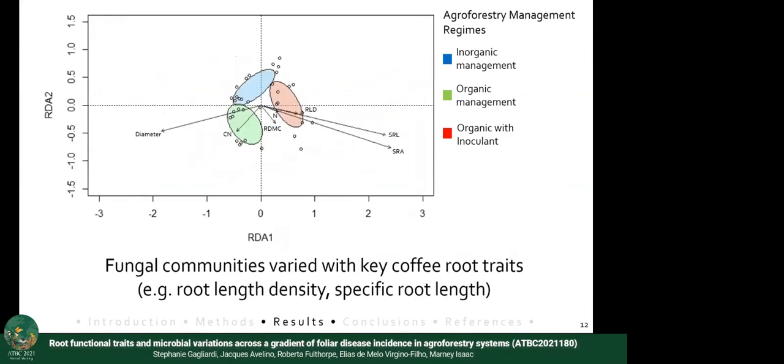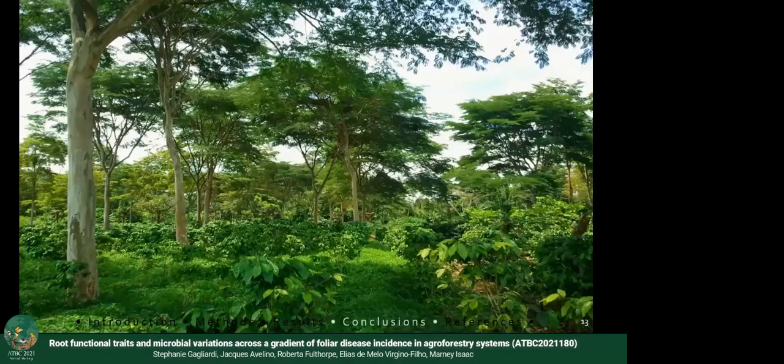We also found that fungal community composition varied significantly with key coffee root traits, including fine root length density and specific root length. This suggests either a direct effect of fungi on coffee root traits or a covariation of both fungi and root traits to similar soil conditions created by the agroforestry management regime. While our results highlight the key role that agroforestry management plays in shaping plant-associated microbial communities, it leads to the generation of new questions of what this means for pathogens and plant disease in diverse agroecosystems.